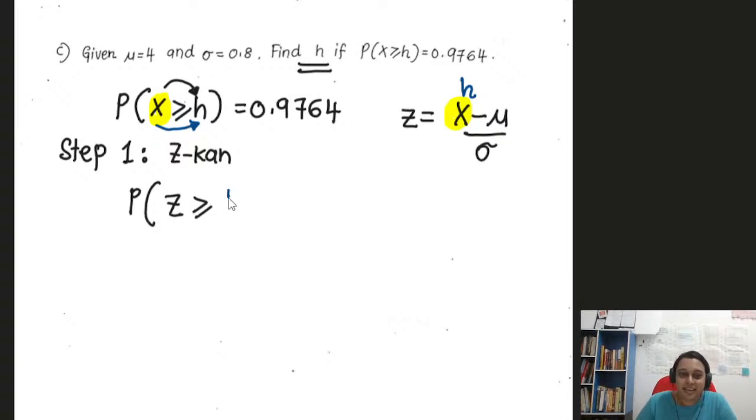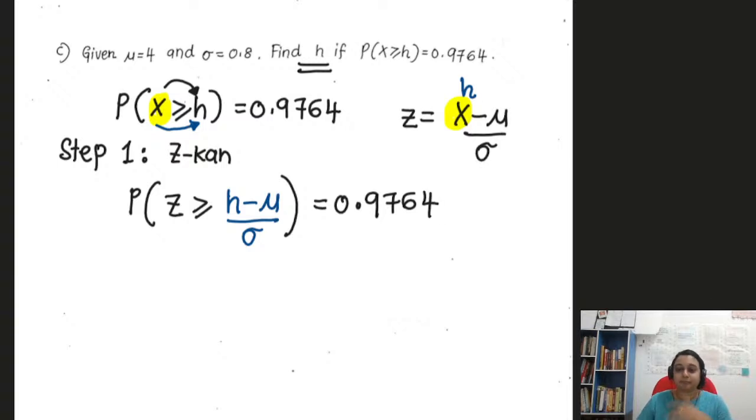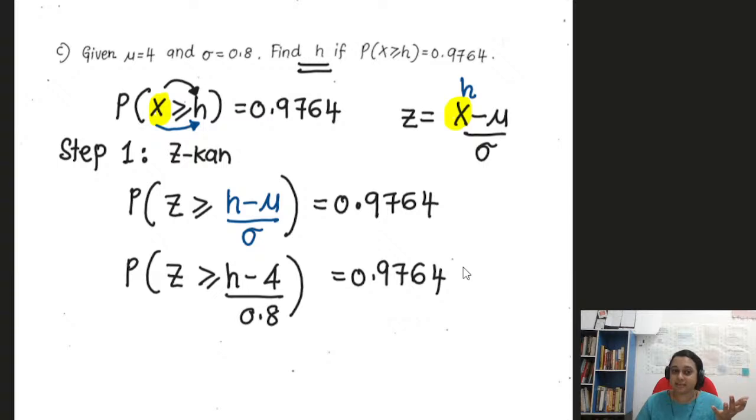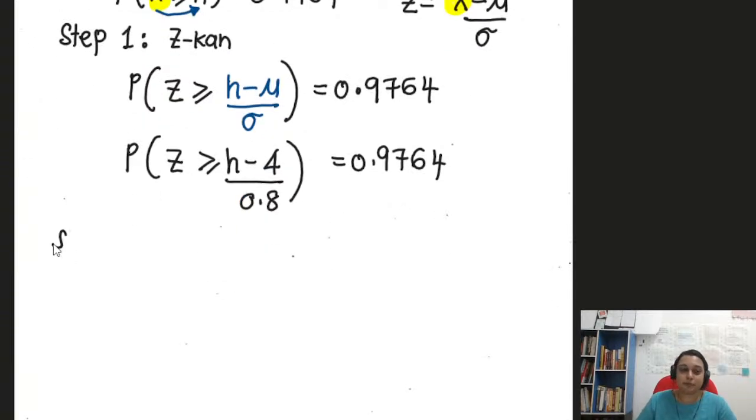Okay, so H tolak dengan the mean bahagi the sisihan piawai sama dengan 0.9764. Okay, kita ada mean tak? Do we have our mean or not? Yes, we have, which is 4. Okay, do we have the standard deviation? Ada 0.8. Okay. Step 1, done. Dah tukar kepada Z already. Okay, what is step 2?